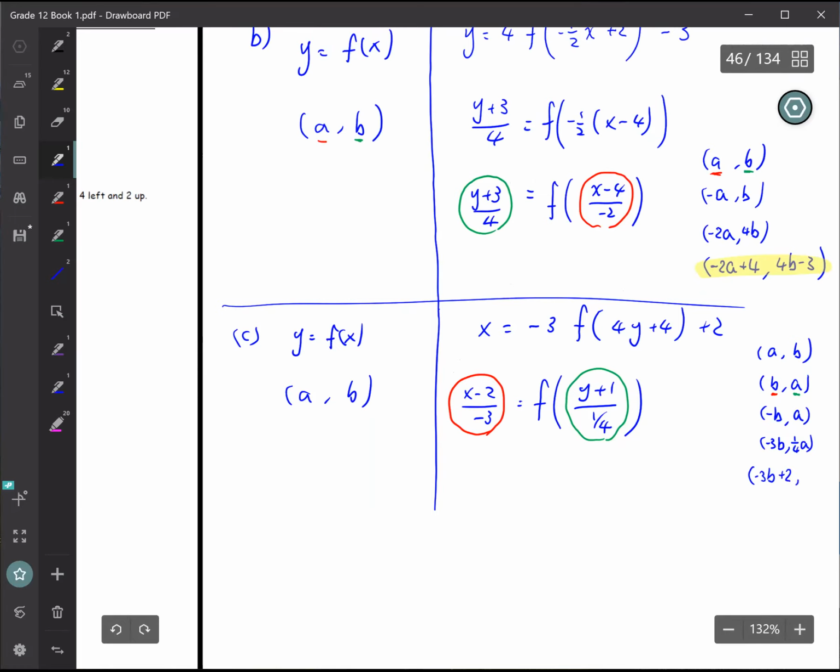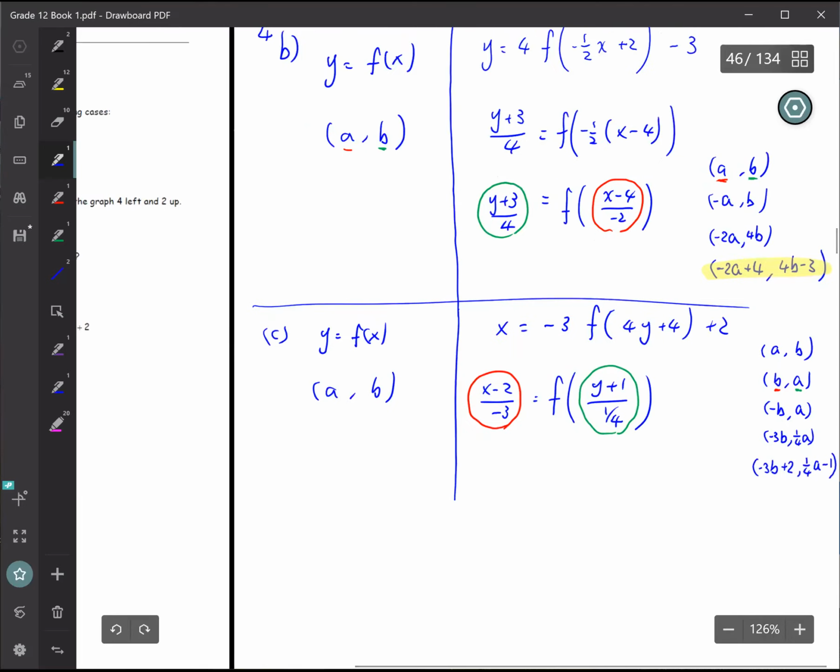Okay, can you try with the up and down for the y? Y should be negative 4a minus 1, 1 over 4a. Yeah, 1 over 4a minus 1. Moving it down, okay? Plus 1 means you move down. Okay, so that's your final point.